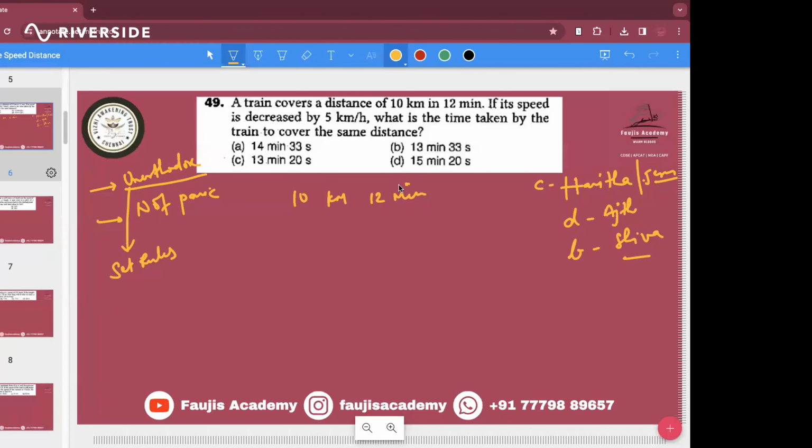Sorry, sir, can you say the question again? 3 kilometers in 15 minutes. What is the speed in kmph? 12 kilometers per hour, sir. Absolutely.